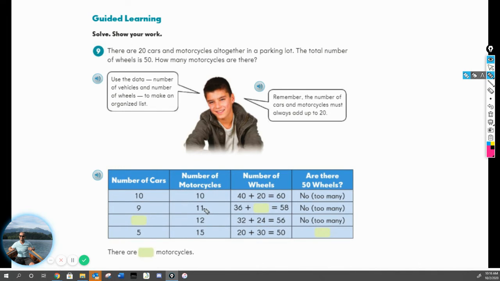Anyway, 9 cars and 11 motorcycles is 36 wheels and 22 wheels, which that's too many. I have 8 cars, 8 times 4 is 32, 12 times 2 is 24. That's too many. Oh, for crying out loud. Are there 50 wheels? Yes. How many motorcycles are there? 15. He looks like he rides a motorcycle. Alrighty.